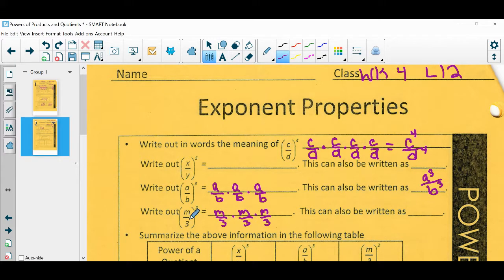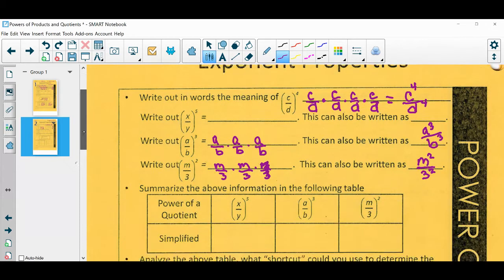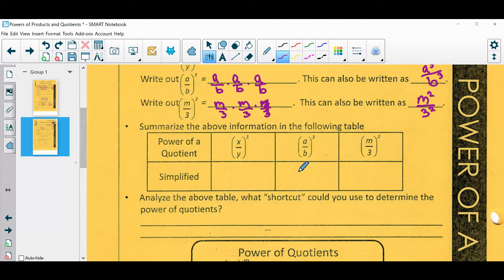Same thing down here. Oh, I guess I got a little carried away. There's only 2 factors of this, right? But the numerator of the m is going to get squared, and the denominator of 3 is going to get squared. And we can simplify that. We'll simplify it down here. We had a to the 3rd and b to the 3rd. We had m squared and also 3 squared, which is just 9.